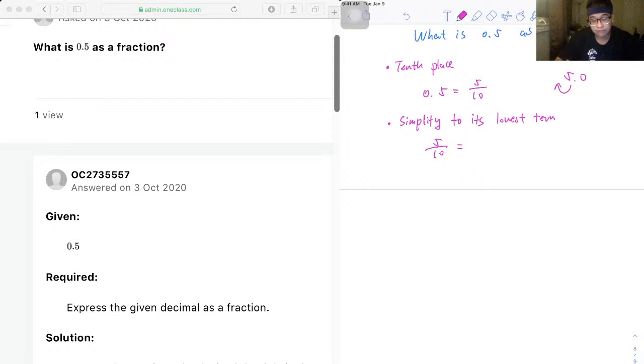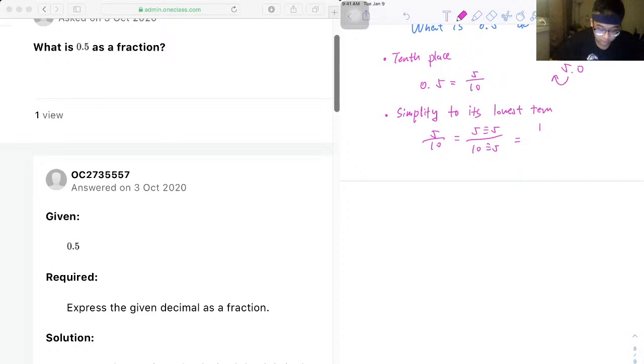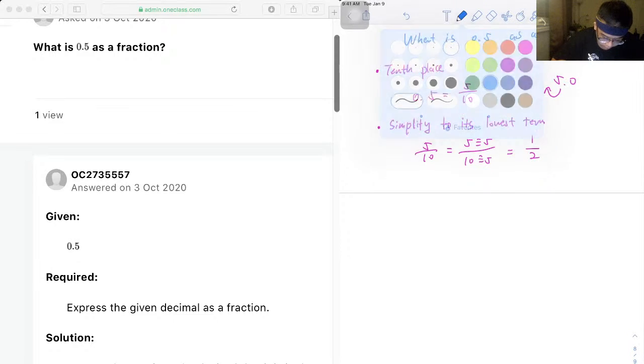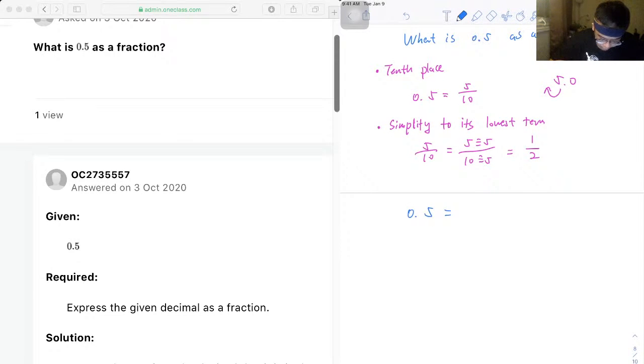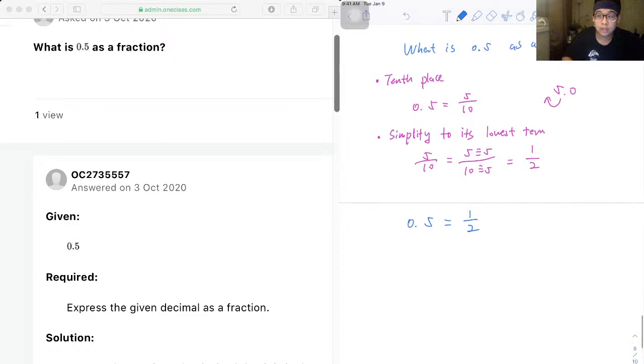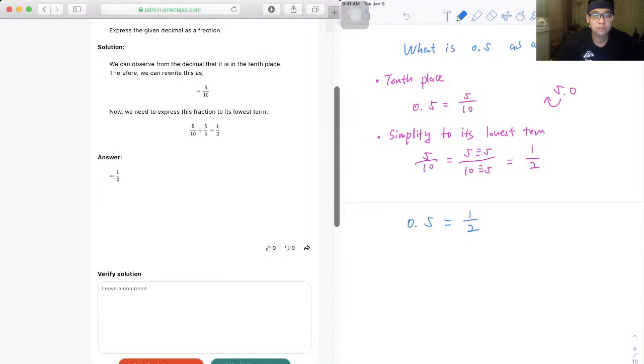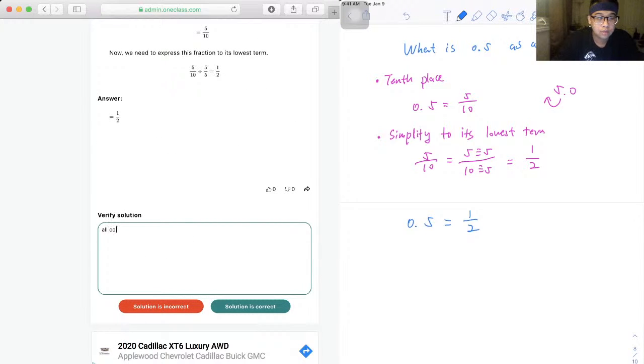So we can divide both the numerator and denominator by 5. So this is equal to 5 divided by 5 over 10 divided by 5, where 5 divided by 5 is just 1, and 10 divided by 5 is equal to 2. So therefore, we know that 0.5 is equal to 1/2. And yeah, so I think that's our answer. Good job.